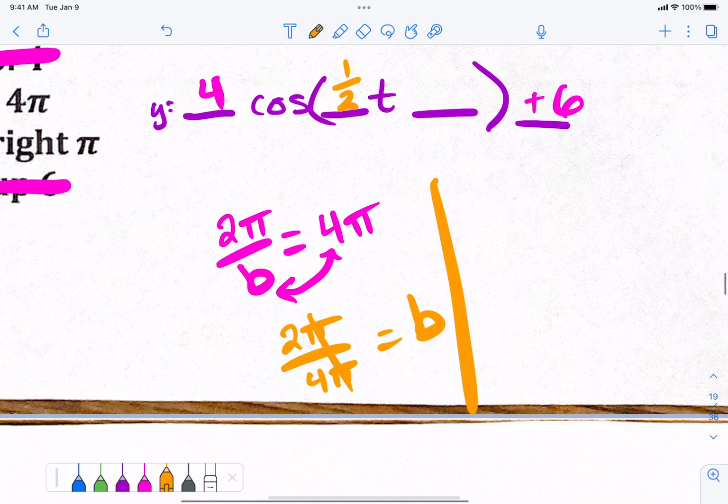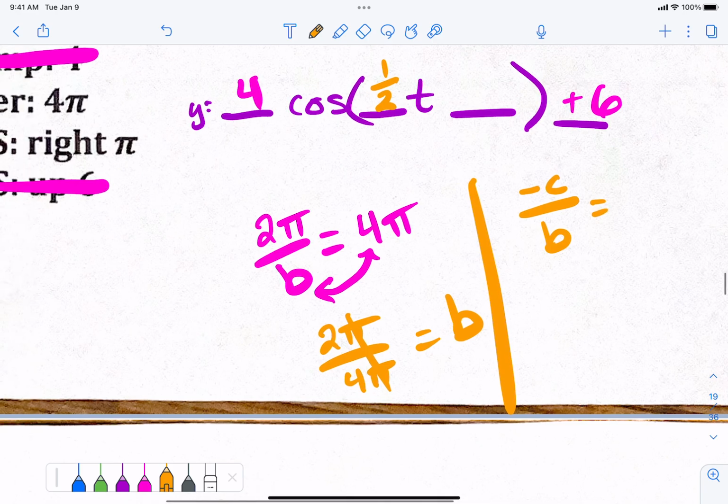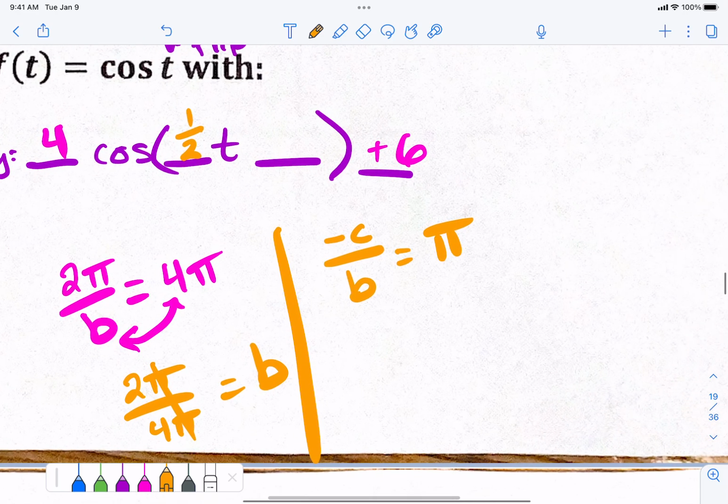We have to do the phase shift. How do you find phase shift? Negative c over b, and that's equal to, what do we want negative c over b to be? Pi. We want that to be equal to pi. Okay, so b we know though is 1 half. Let me put that in a different color. 1 half. So how do I get c by itself? Multiply by 2 over. Hold on.